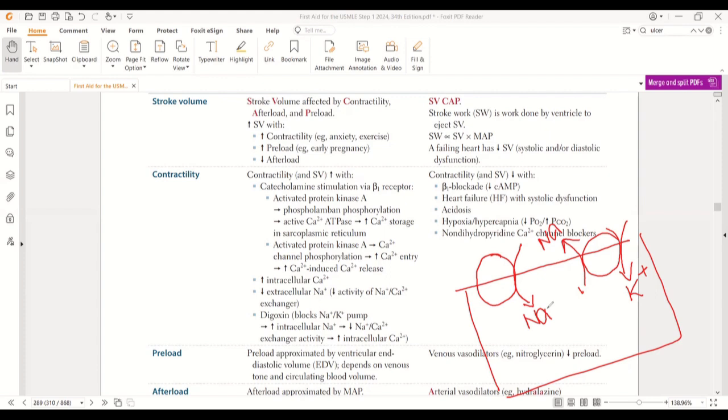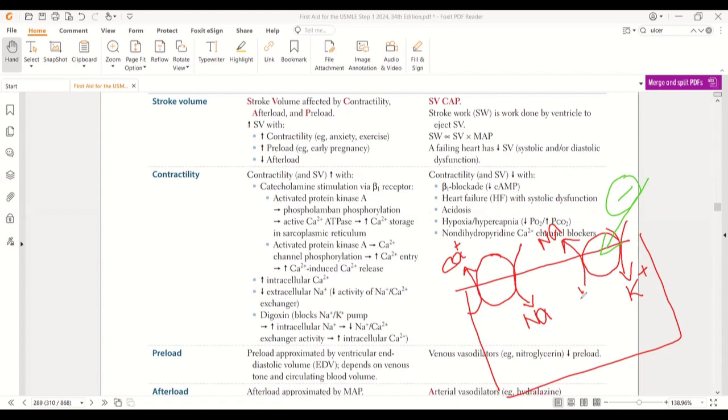Okay, so the sodium moves inside and calcium moves outside. This normally happens. So digoxin blocks this transport. This is the target of action. Sometimes USMLE gives you this kind of flow chart and you label where the drug acts, or they give you the side effect of the drug.